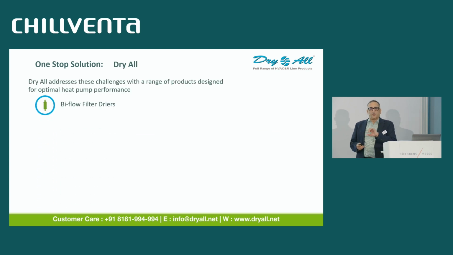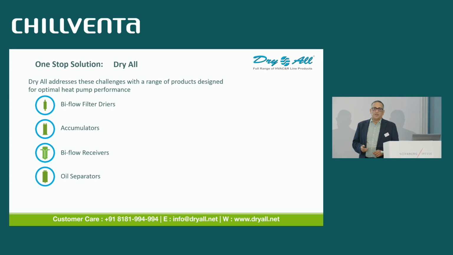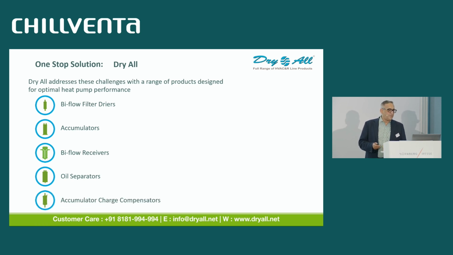Instead of uni-flow filter dryers, we need a bi-flow filter dryer. Then we need accumulators in the machine. Then we come to bi-flow receivers and also oil separators. So these are a few additions or special design products that we need for a heat pump machine. I will explain each of the products one by one. An accumulator charge compensator is one more product that is required.